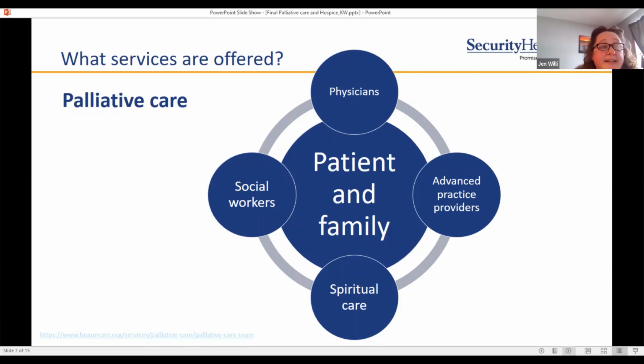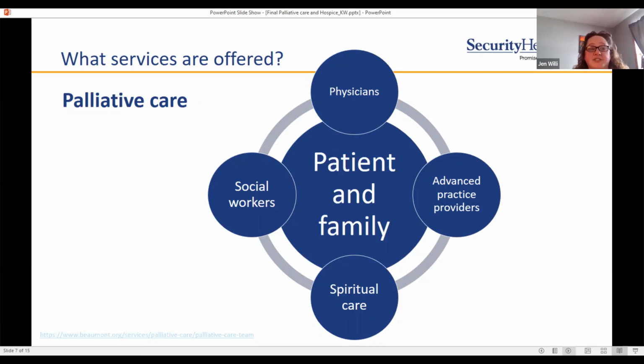These people are going to manage your illness or disease. Now, obviously, doctors are skilled in symptom control, but if a situation is a little more complicated, it is often beneficial to have someone solely focused on the symptom control. And this is where the advanced practice providers would come in under palliative care.